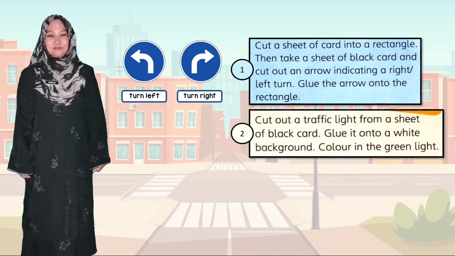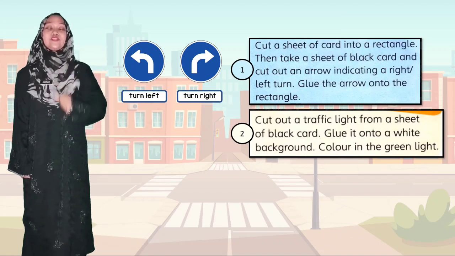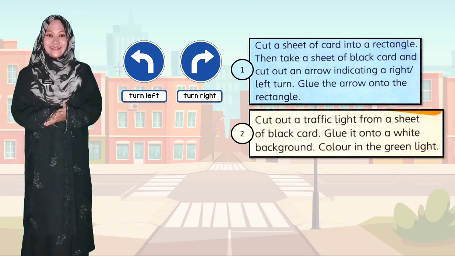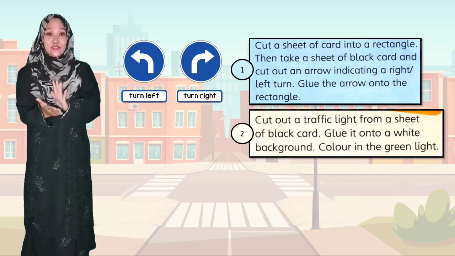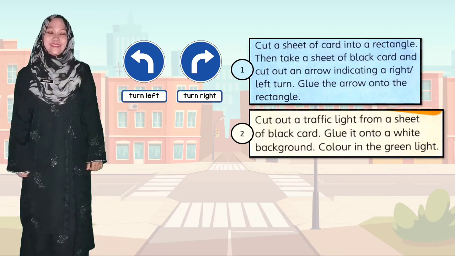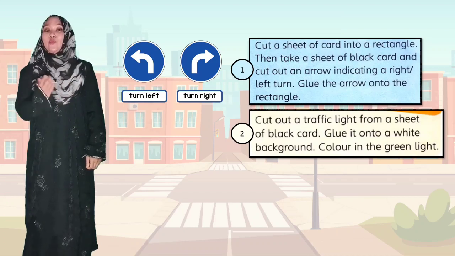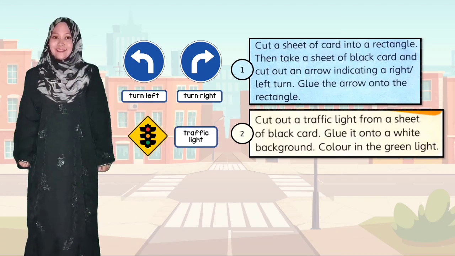Instruction number 2. Cut out a traffic light from a sheet of black card. Glue it onto a white background. Color in the green light. Which sign is it?